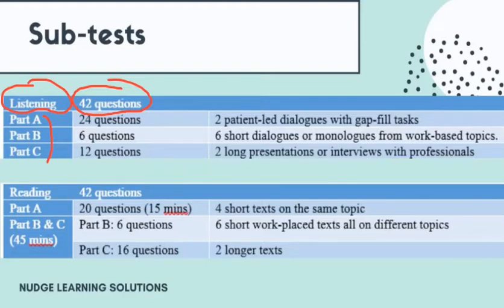In the listening test, an audio tape will be played. In part A, it will be a conversation between 2 patients, and in part B, it will be a dialogue or a monologue. 6 dialogues and monologues will be provided to you. And in part C, two conversations or an interview or a presentation will be provided.